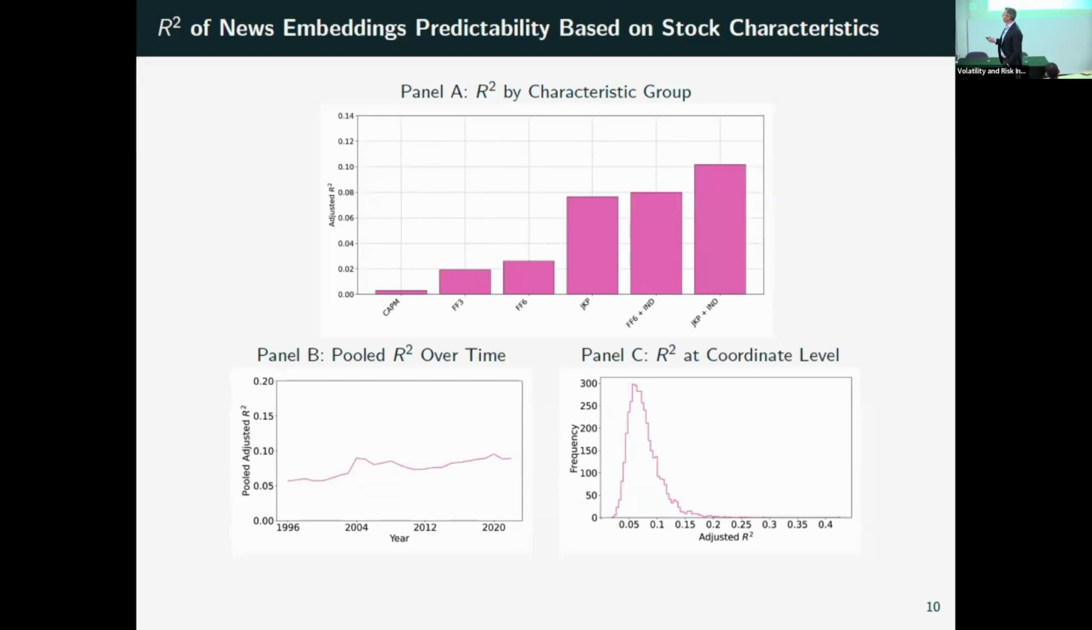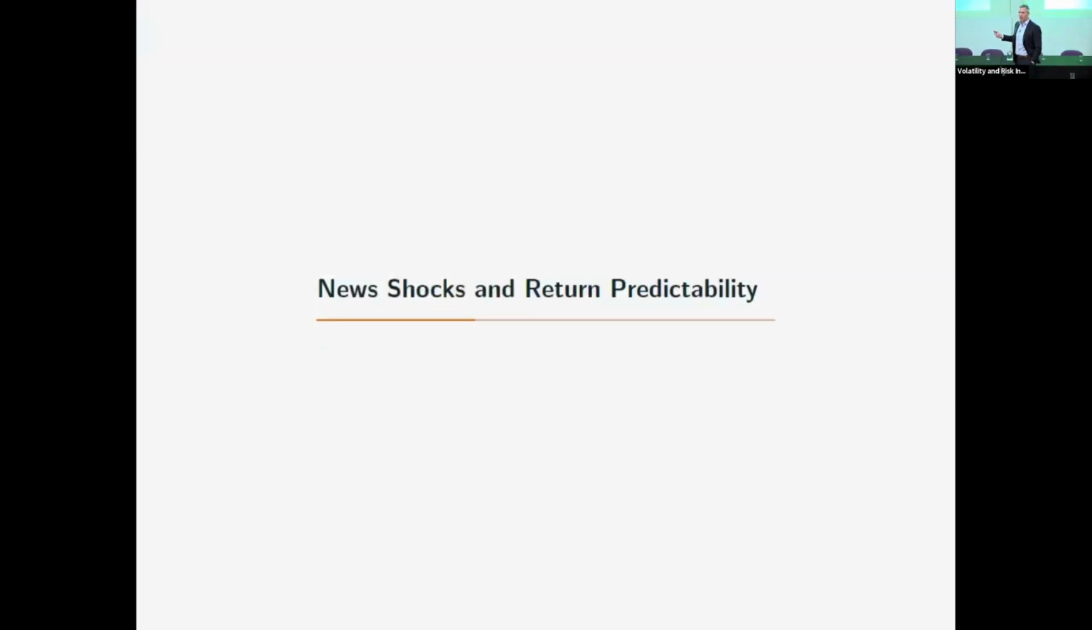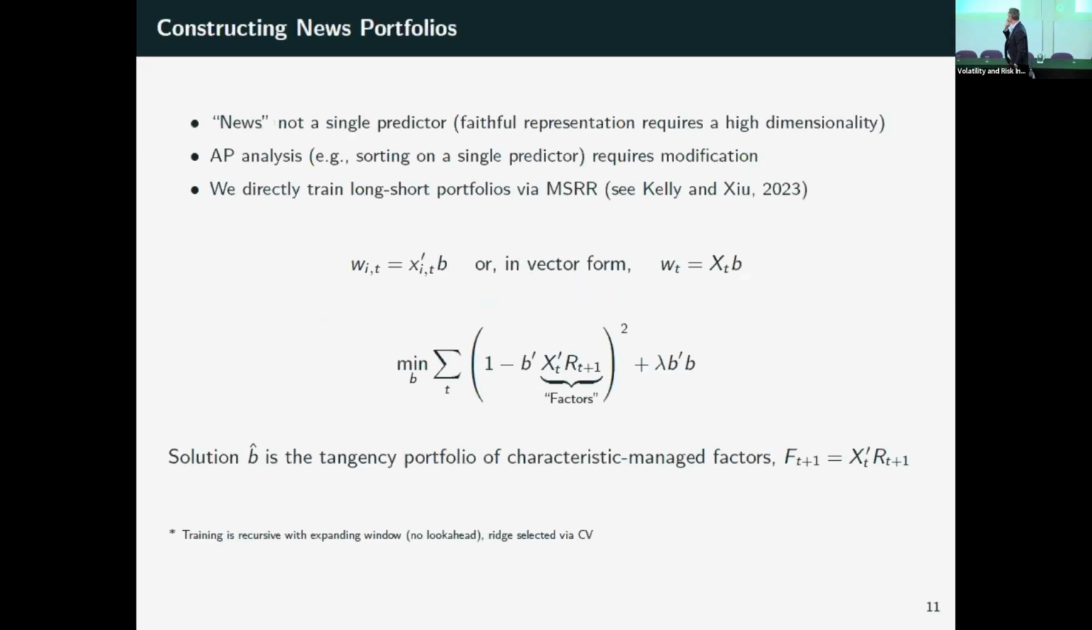All right, so what I'm going to do is move now from that raw news embedding, the capital E, and start investigating the predictability associated with the leftover component, the residual, the epsilon, which we call in the paper pure news or news shocks. All right, so news shocks and return predictability. What does this look like?